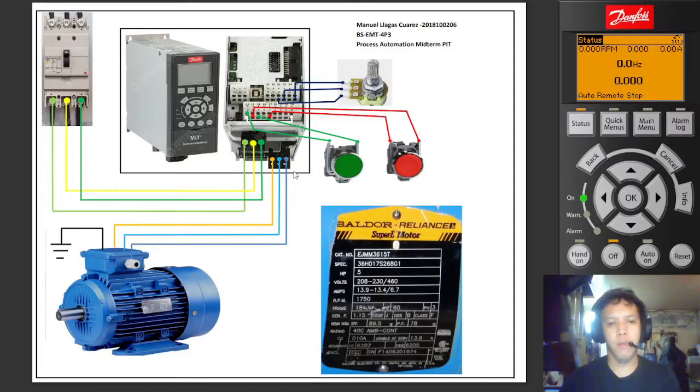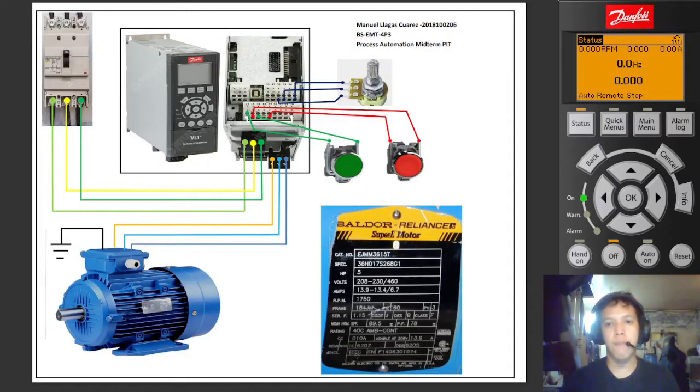Now let's proceed to the other part of the circuit, which is the three-phase motor. This three-phase motor is connected to the Danfoss VLT Automation drive, and the motor is grounded so that we can avoid electrical complications.